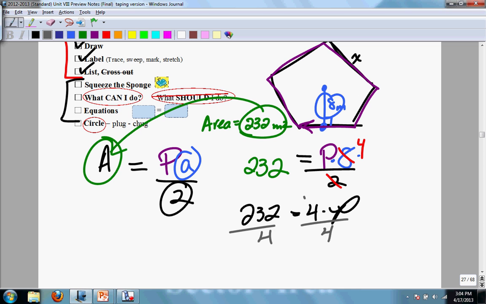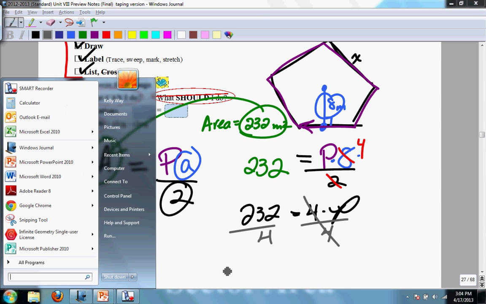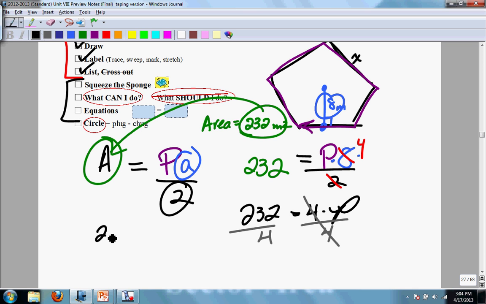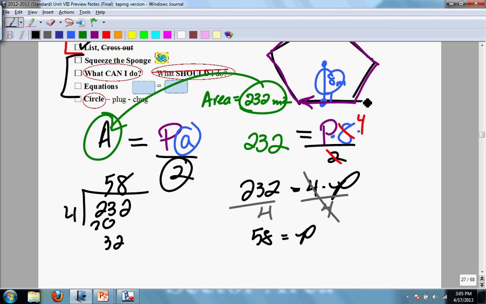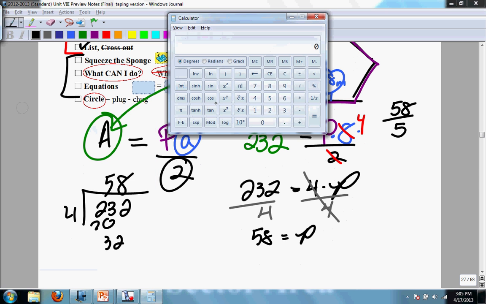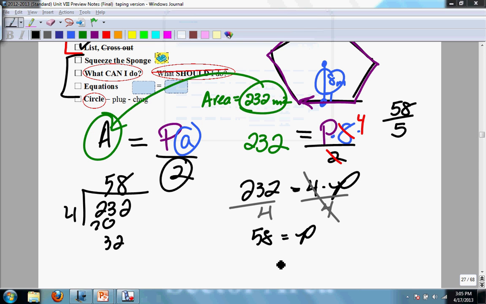Divide both sides by 4. So here we have 232 divided by 4. 4 goes in approximately 5 times, and 4 goes into 32 8 times. So we have 58 equals our perimeter. Now, to get our actual side length, since our perimeter is 58, it's going to be 58 divided by 5, because we have 5 sides. And of course, we get 11.6. So one side length is 11.6.